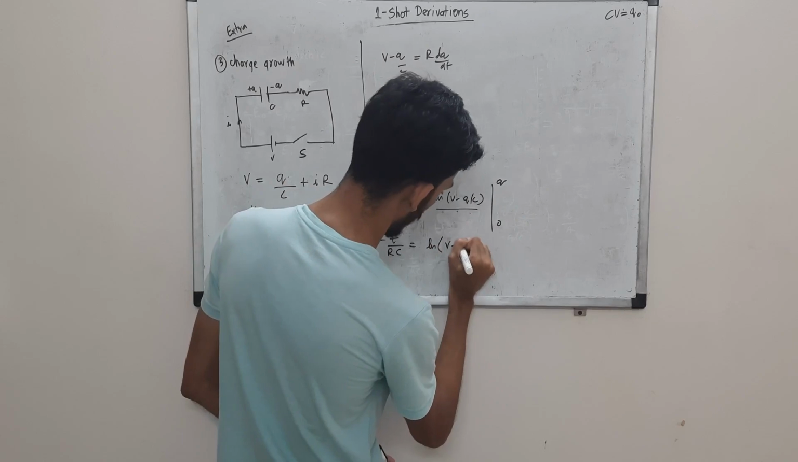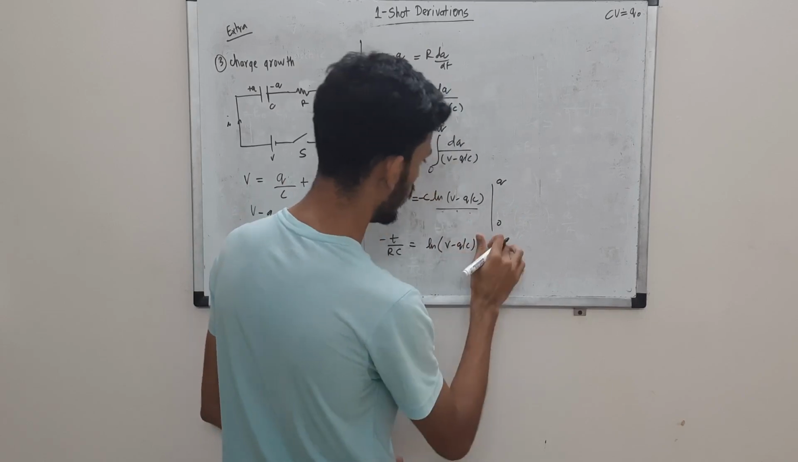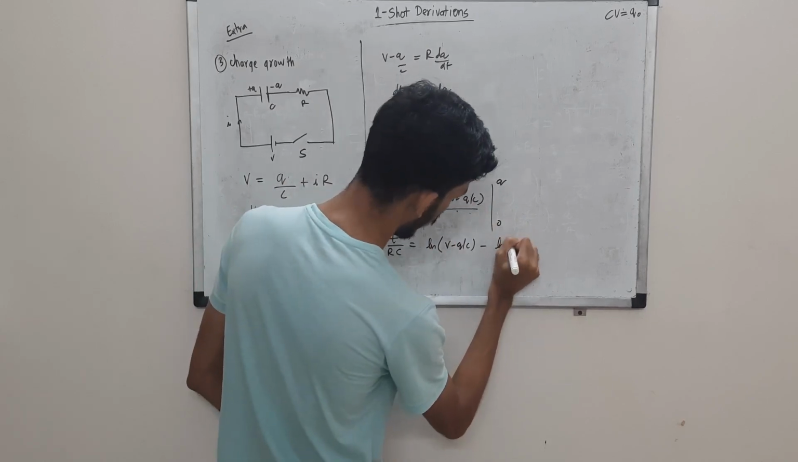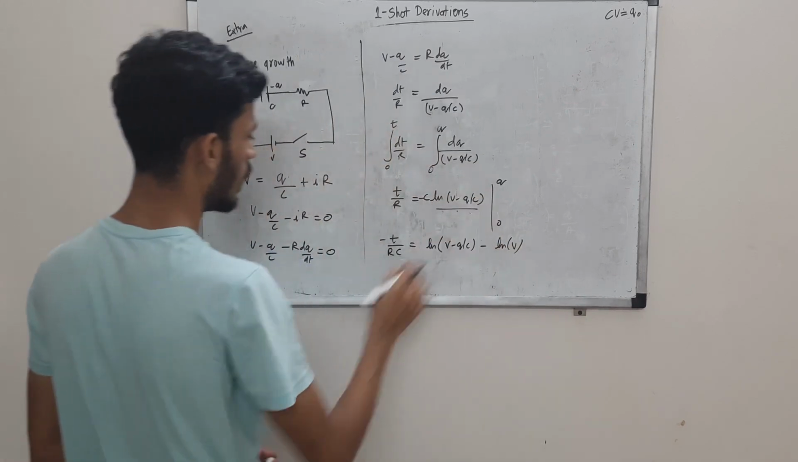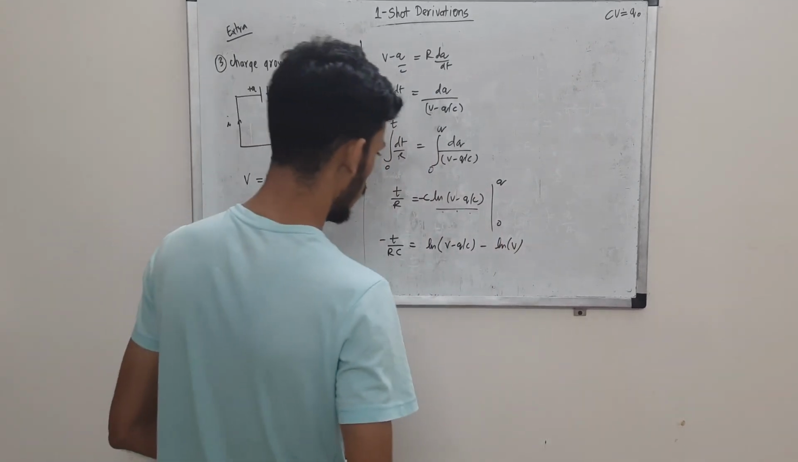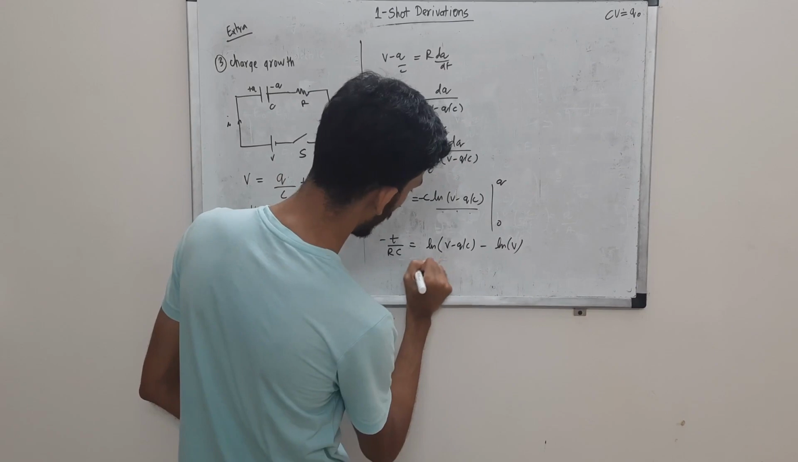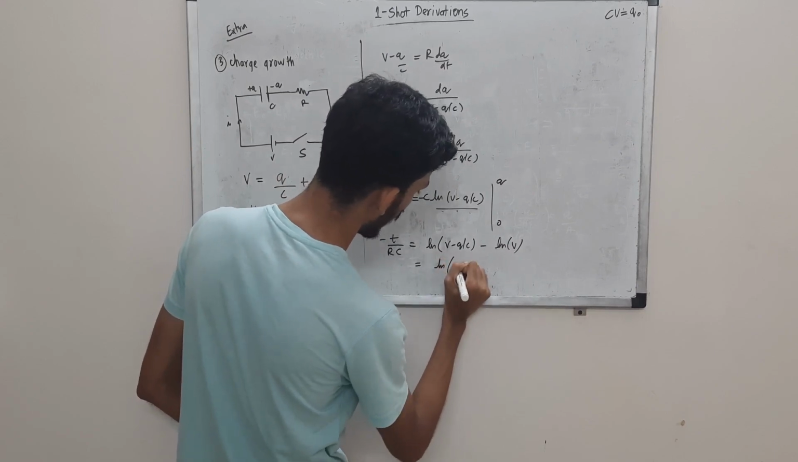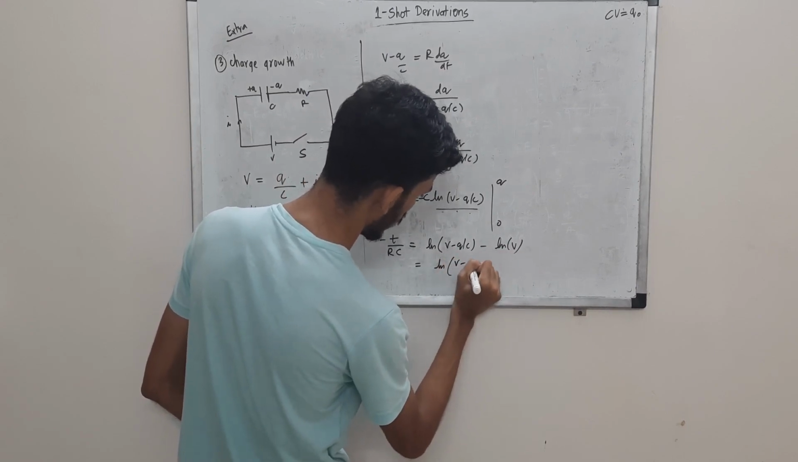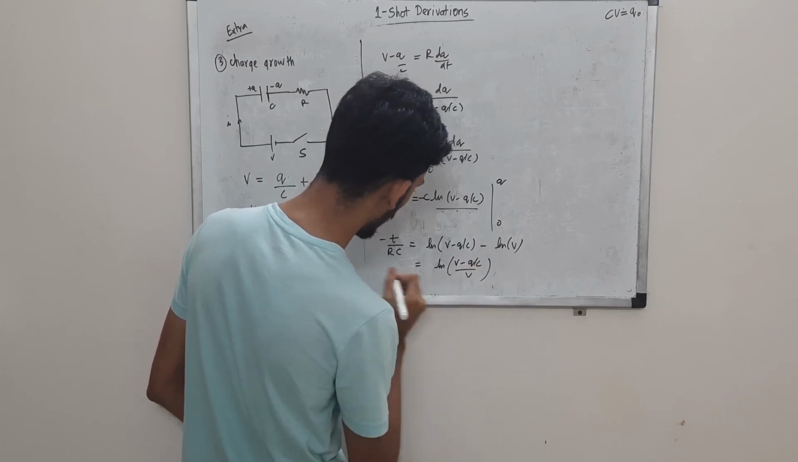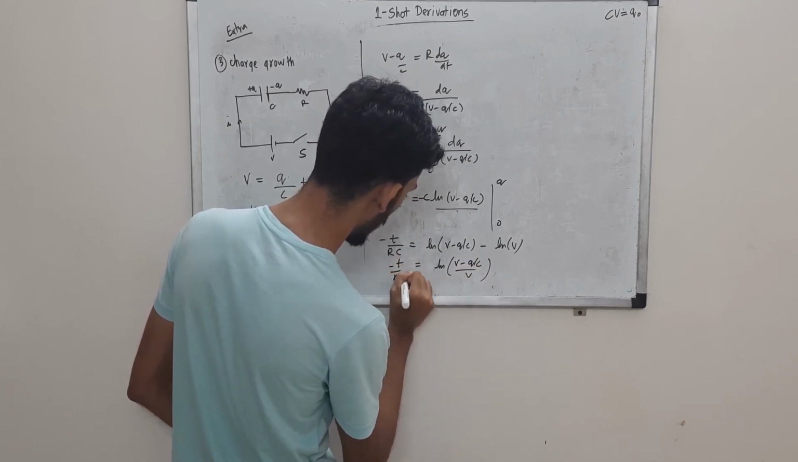Initially it is Q by C, and finally it is 0, so ln of V. Okay, so be careful while substituting the limits. Now you can see that ln of A minus ln of B is ln of A by B, so V minus QC by V. Okay, and this is T by RC.